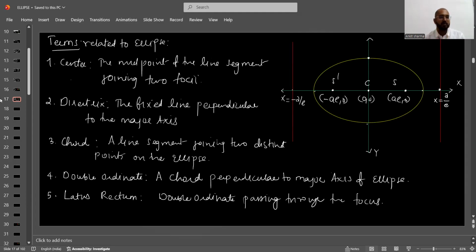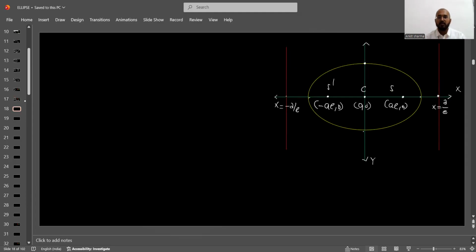So now we are going to see all the things written here. For the standard equation, x square over a square plus y square over b square is equal to 1, and here we're going to see that a is more than b.